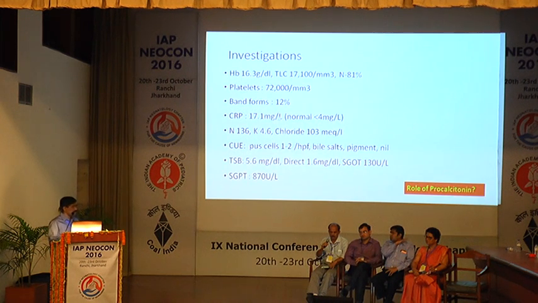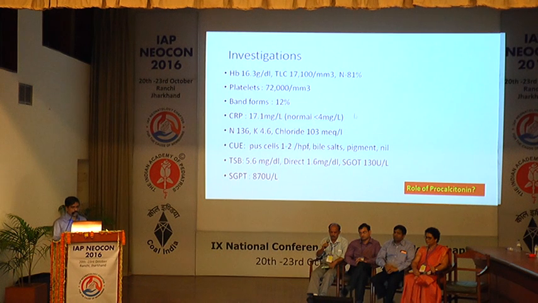So this baby's investigations are like this. Hemoglobin was 16, counts were 17,000, platelets were 72,000, band counts were 12%, CRP was 17 against a normal value of less than 4. Electrolytes were normal. Was there a role for doing urine culture and urine examination in this baby? Yes. So we just said that any baby after 1 week, you have to do urine routine and urine culture.